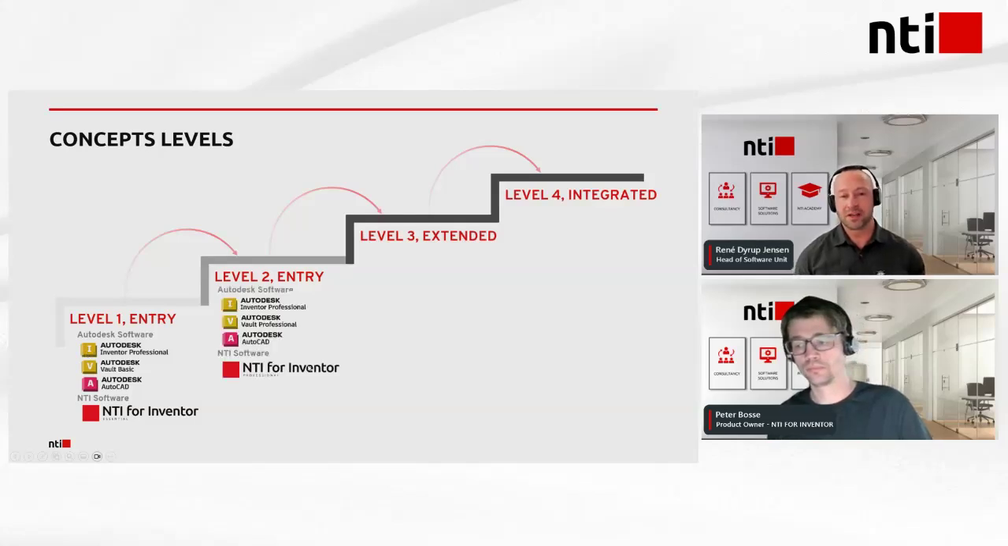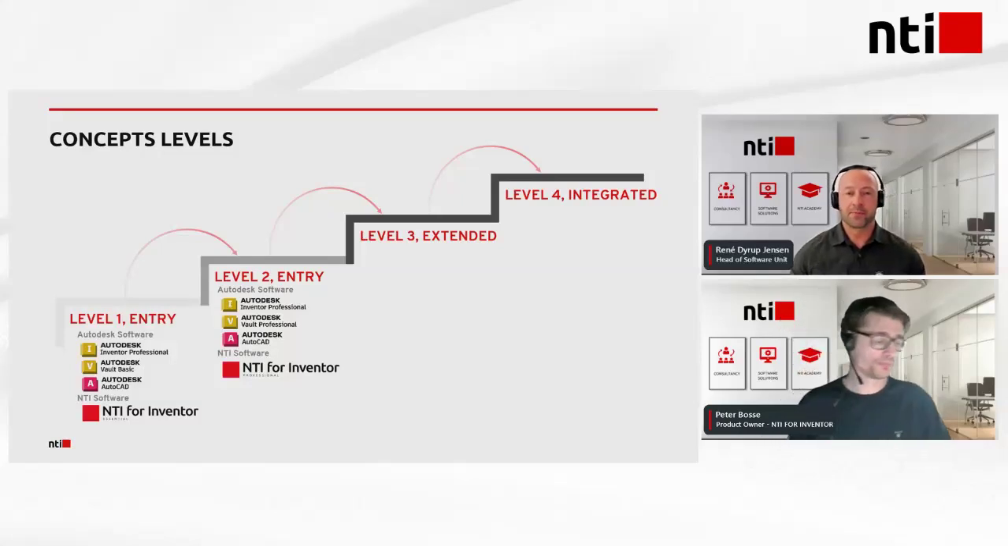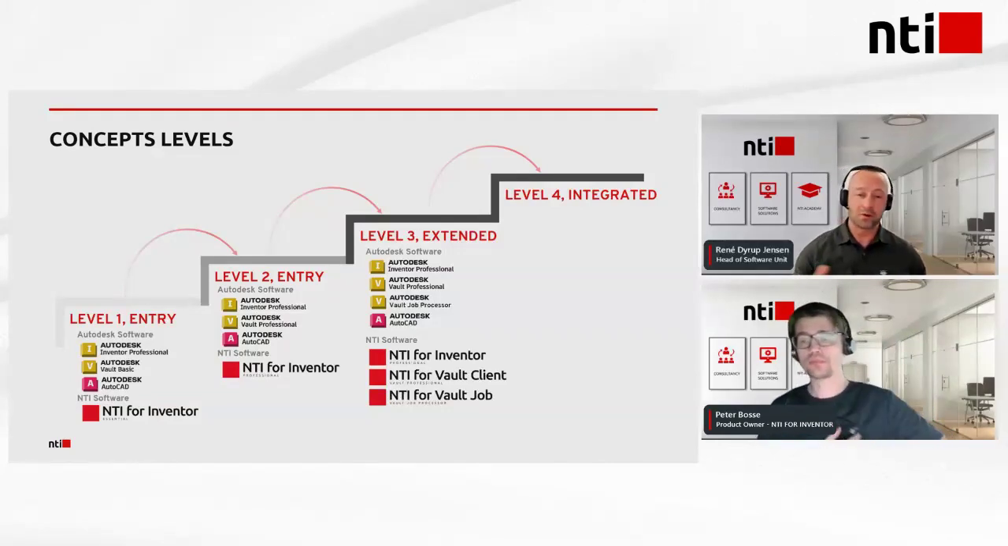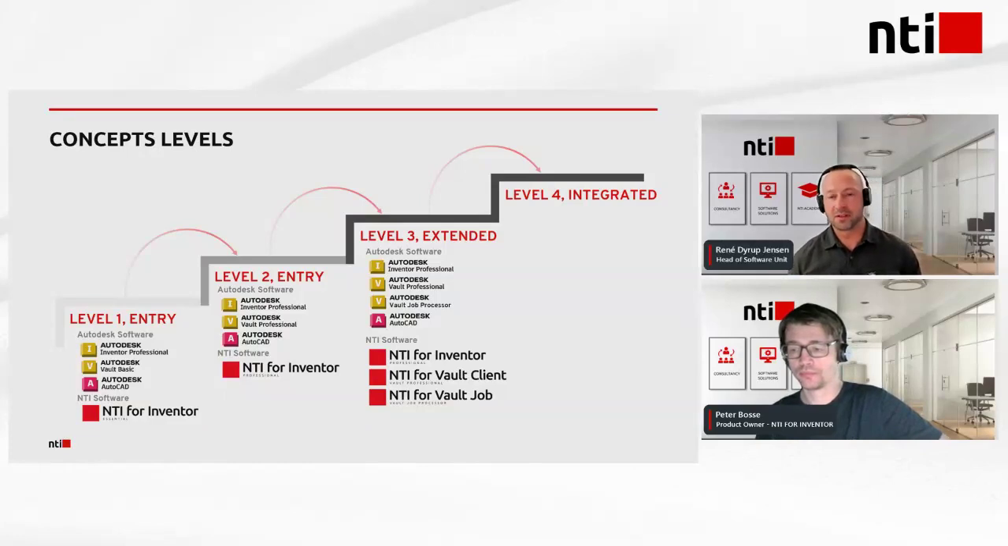And if we move up these different stairs, we will exchange some of the products. On step 2, we have Vault Professional, and we have NTI for Inventor Professional as well. So here we begin to have the semi-automatic approach, where we could do event-based publish of files, for example. With the extended level, we move forward towards the automatic approach. So we have Vault Professional, we have the Autodesk Vault Job Processor, but we also have the NTI for Client and NTI for Job on top of it, to ensure that when we begin to use a lifecycle approach inside Vault, we are in a very controlled process.